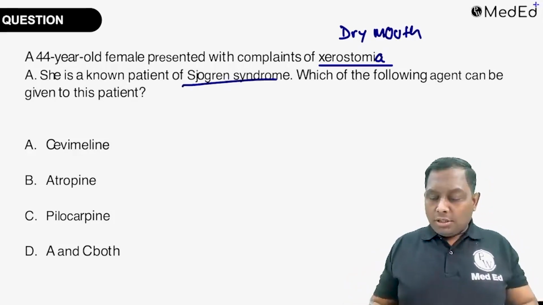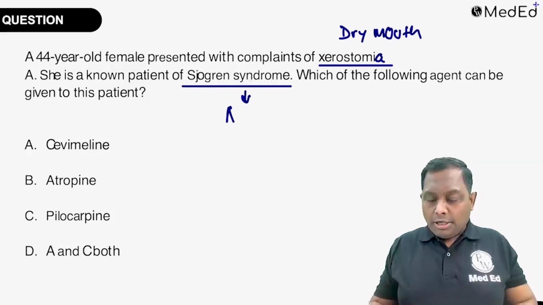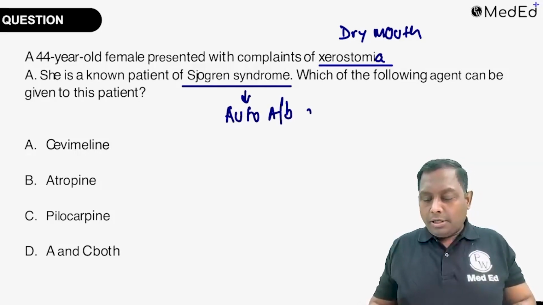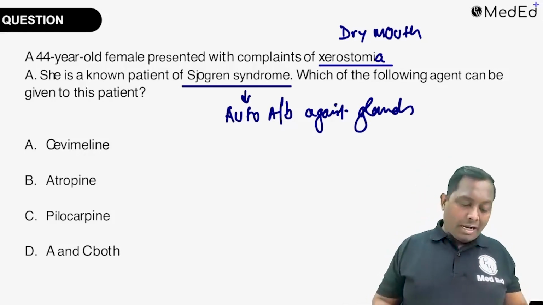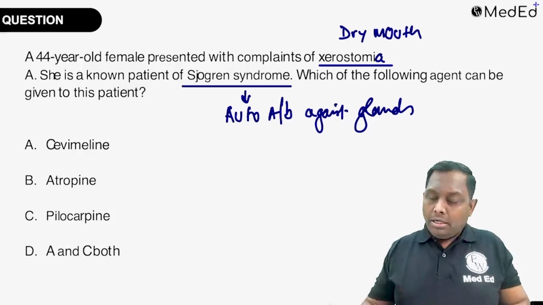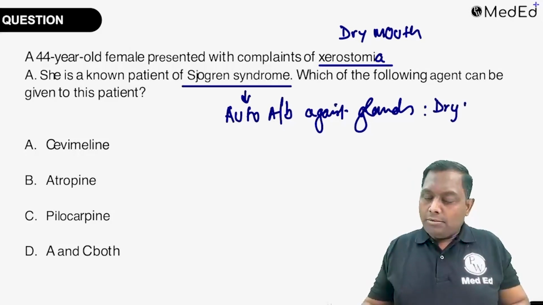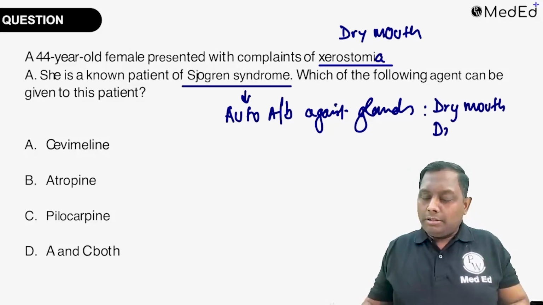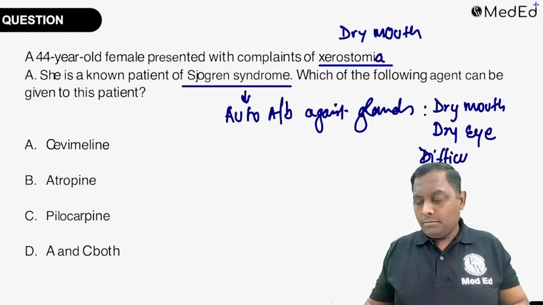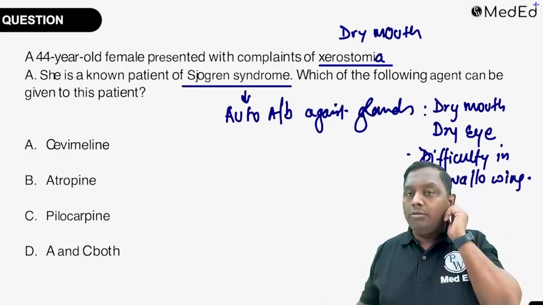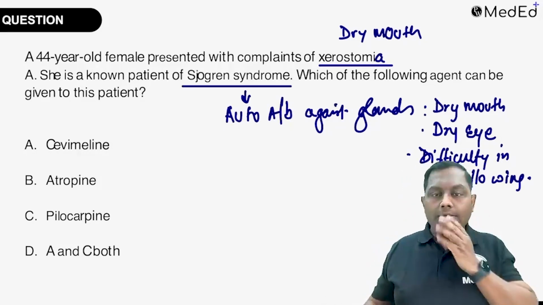So in a patient with Sjogren's syndrome, there is going to be autoantibody against the glands. Because these are the facial glands, there will be dryness of mouth, dryness of the eye, plus there will also be difficulty in swallowing.